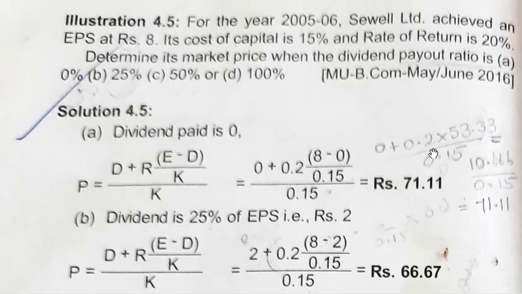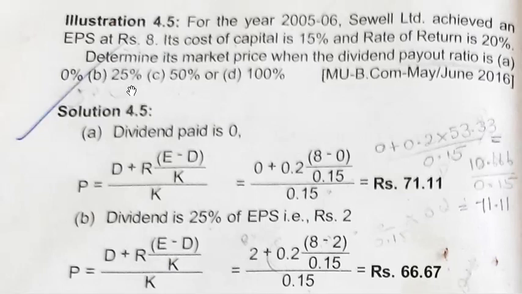So 0 plus 0.2 into 53.33. First you multiply these two values, then add. First multiply, then add. I am repeating again and again. So you multiply this, you will get 10.66 plus 0, the same value, 10.66, divided by K, that is 0.15, you will get 71.11. Okay, rupees 71.11. This is the value.